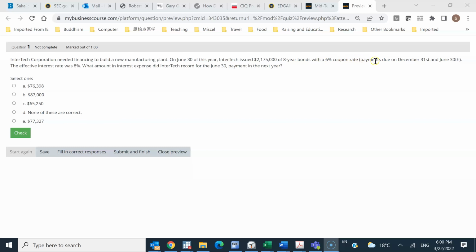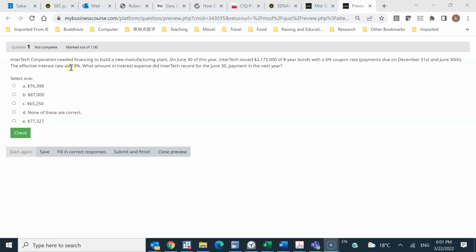So apparently this bond is a semi-annual bond, and the current date is June 30th. The question is asking for the interest expense of June 30th of next year. So in terms of the number of payments, this is the second coupon payment date that the question is referring to.